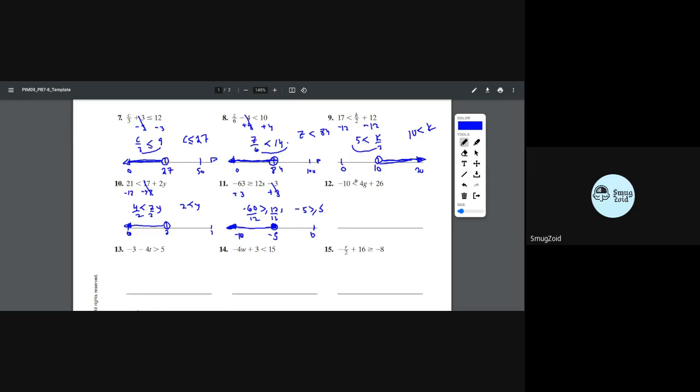Let's take a look at this guy. Minus 10 is less than 4G plus 26. Well, I'm going to subtract 26. Minus 26. And look at the number. It's going to be minus 36 less than 4G. Divide by 4. Divide by 4. Okay? What's going to happen? Minus 9 is less than G.